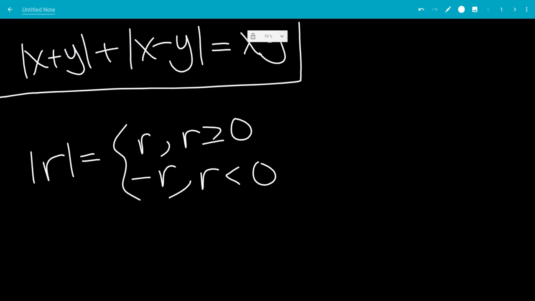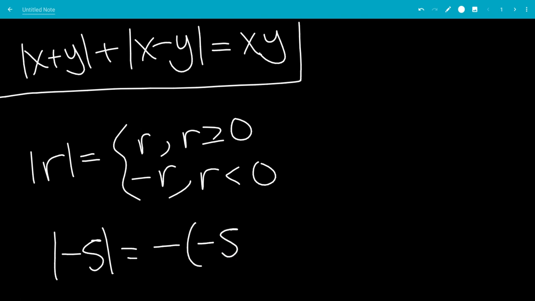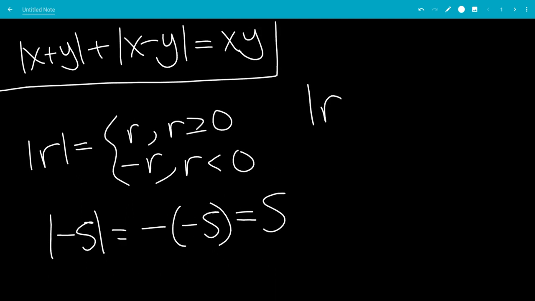An example of this: the absolute value of any positive number is itself. The absolute value of negative 5, for example, will be negative 1 times negative 5, because negative 5 is negative, which is 5. So that's what we know. We also know the absolute value of r is bigger than or equal to 0 for r being real.